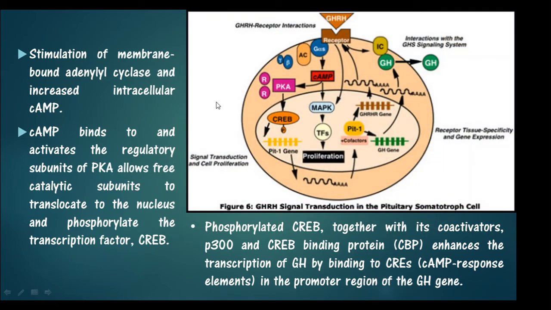So the stimulation of membrane-bound adenylyl cyclase increases production of cyclic AMP. So this is over here. GHRH binds to its receptor. G protein is activated, activates adenylyl cyclase. Adenylyl cyclase produces more cyclic AMP. Cyclic AMP activates protein kinase A, right? And the protein kinase A acts on the transcription factor called CREB.